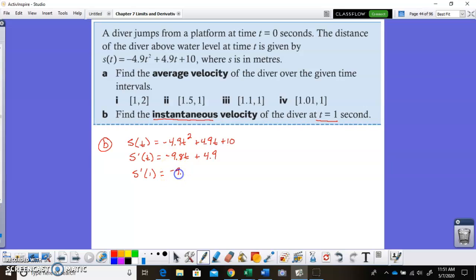So negative 9.8t plus 4.9. Oops, I should actually just put that 1 right in there, right? So let's put that 1 right in there. And you can see that what we actually get is negative 4.9. So that's the speed precisely when the boat is at 1 second in its ramp, basically in its jump. So after 1 second in its jump, it's going at a speed of 4.9. Its velocity is negative 4.9.